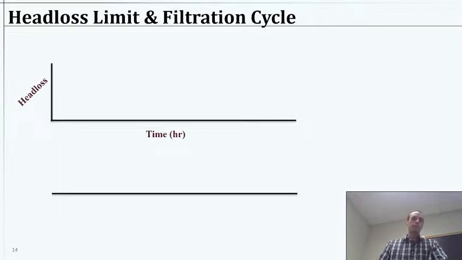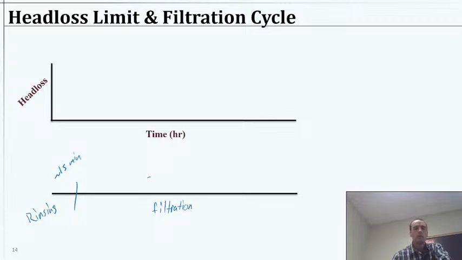Okay, so let's take a look at head loss then, and here I'll take a moment to really define our typical cycle. We'll have some early part where we are rinsing or ripening. That would be interchangeable. That would probably be something like 15 minutes. Then we have our filtration. This would typically be anywhere from 24 to 96 hours. 96 might be a lot, but.